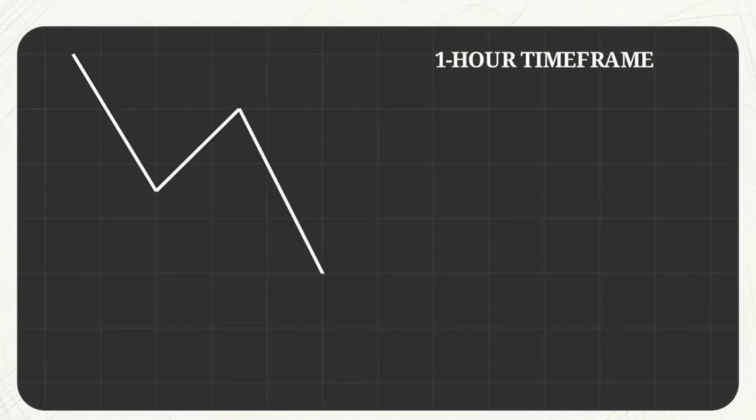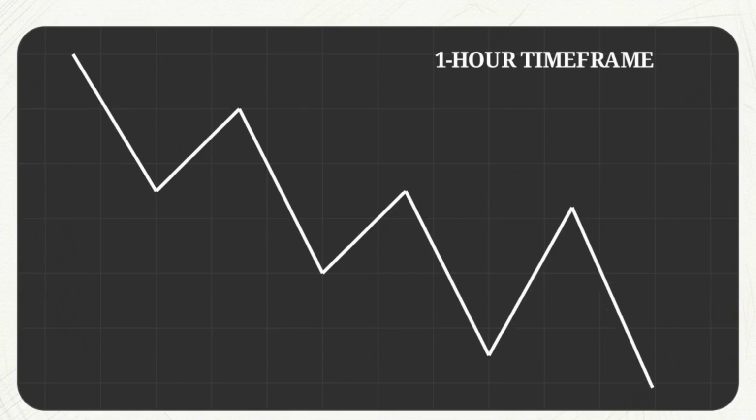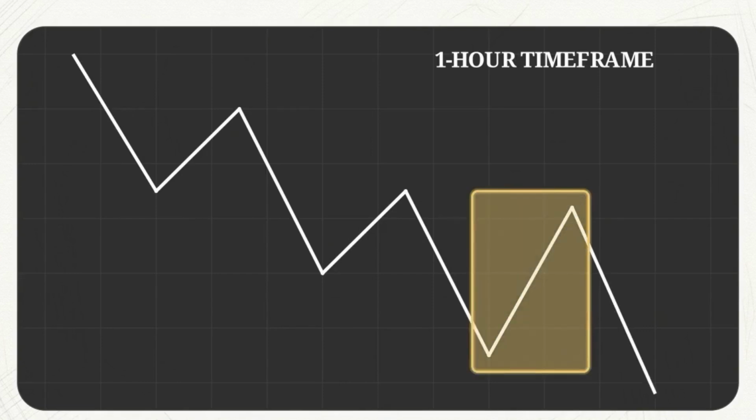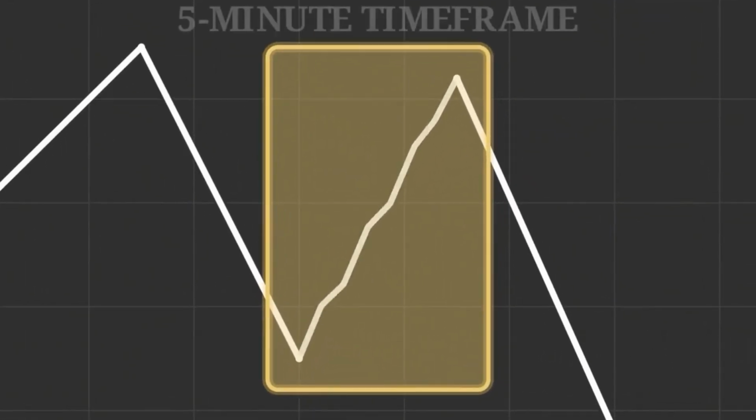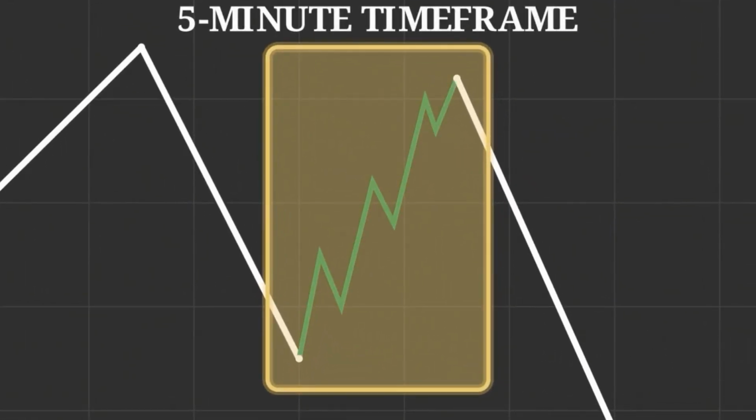This chart shows the exact same asset zoomed out to a 1-hour time frame. The overarching structure is bearish, cascading downward. Notice this tiny, isolated box on a brief upward slope. That's our perfect 5-minute bullish structure, nested inside the macro chart. This movement represents a temporary upward pullback, a brief correction occurring inside a much larger downward cycle.